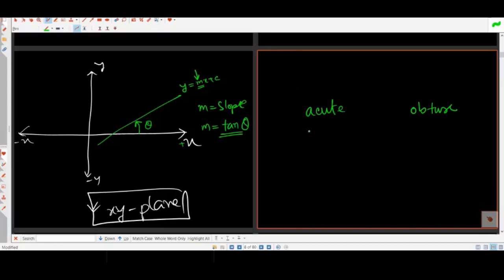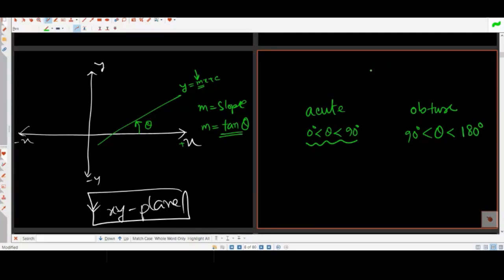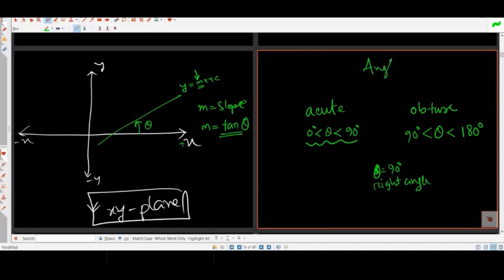The angle that is greater than 0 degree but less than 90 degree, that is called acute angle. What is obtuse angle? The angle that is greater than 90 degree but less than 180 degree, that is called obtuse angle. If the angle theta is 90 degree, then we say it is right angle. So you have to understand that angle can be classified into these two categories mainly, acute angle and obtuse angle.